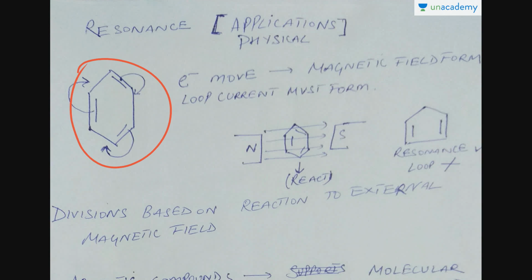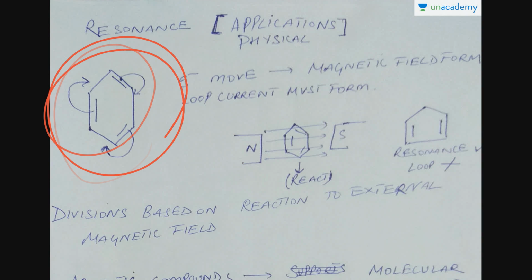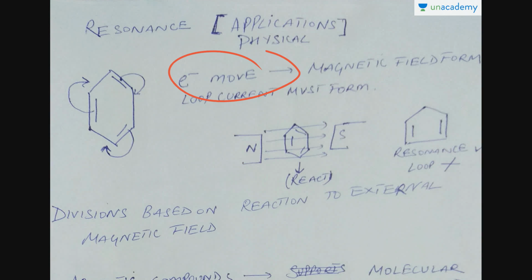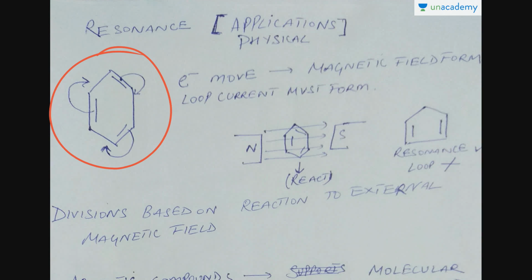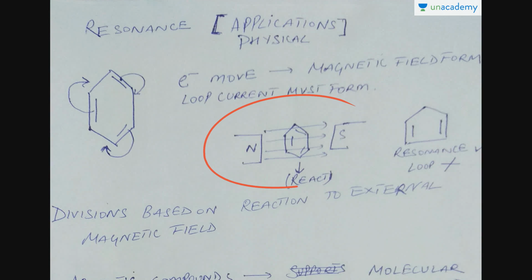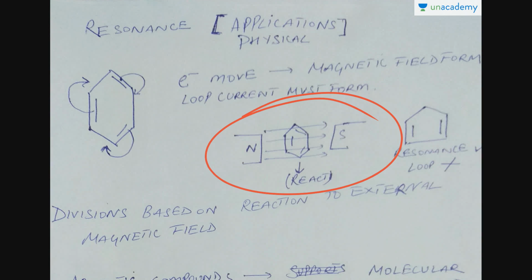When we consider a benzene molecule, we always say that electrons move around the molecule in a loop. When electrons move, they create a magnetic field, as we have learned in physics. So this molecule has its own magnetic field, and when we put it under an external magnetic field, it will react to it. Either it will support or it will oppose. So we are going to study which compounds oppose and which compounds support.